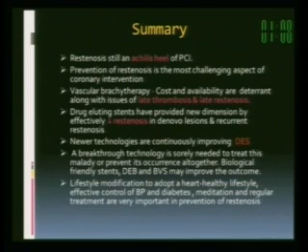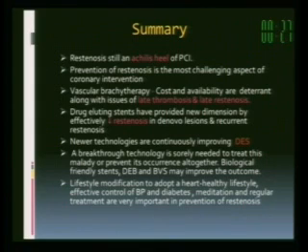So to summarize finally, restenosis is still the Achilles heel of PCI, and its prevention is the most challenging aspect of coronary intervention. Vascular brachytherapy has been found to be effective, but its cost and availability are deterrents, along with issues of late thrombosis and late restenosis. Drug-eluting stents have provided a new dimension by effectively reducing restenosis in de novo lesions and recurrent restenosis to 5 to 10%. Newer technologies are continuously improving upon drug-eluting stents. A breakthrough technology is sorely needed to treat this malady or prevent its occurrence altogether.